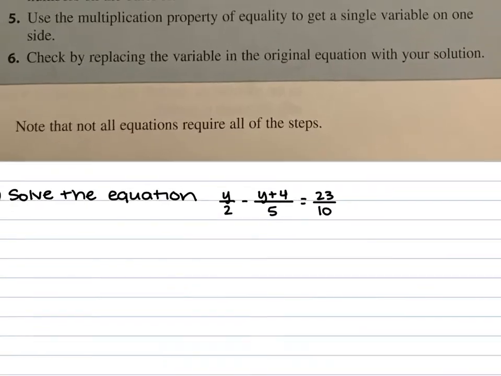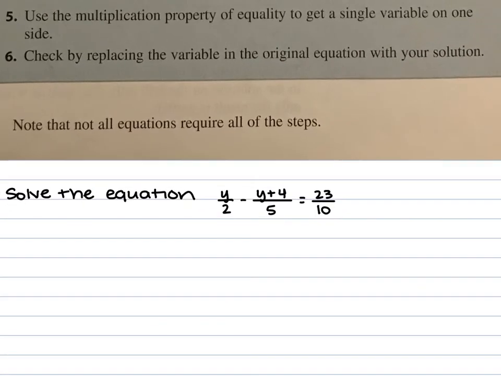For our next example, we have y over 2 minus y plus 4 over 5 is equal to 23 over 10. So our least common denominator here is that 10. So when we do this, we're going to multiply the entire thing by that 10, which is the least common denominator. And I'm just going to rewrite it to where I have 10 times y over 2.